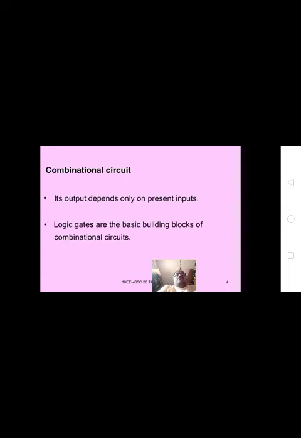Okay, now the definition of combinational logic circuit. It is also an important question. In so many exams, for one mark question it is asked: define combinational circuit. Simple answer is, the circuit in which its output depends only on present inputs is nothing but the combinational logic circuit. Logic gates are the basic building blocks of combinational logic circuits.